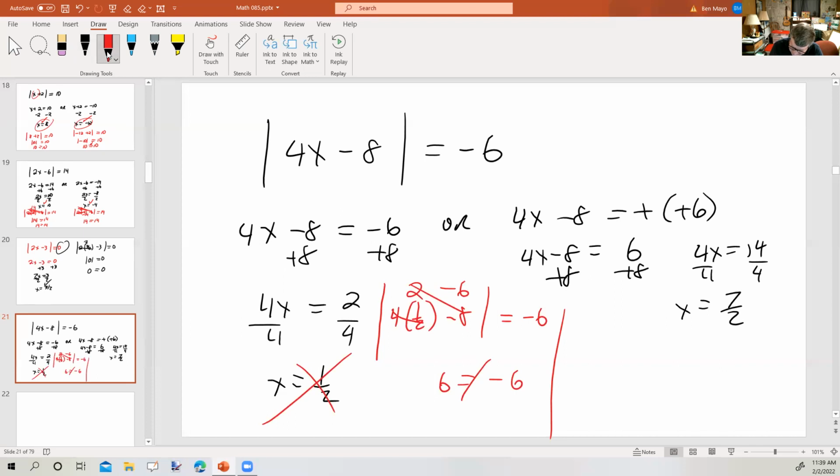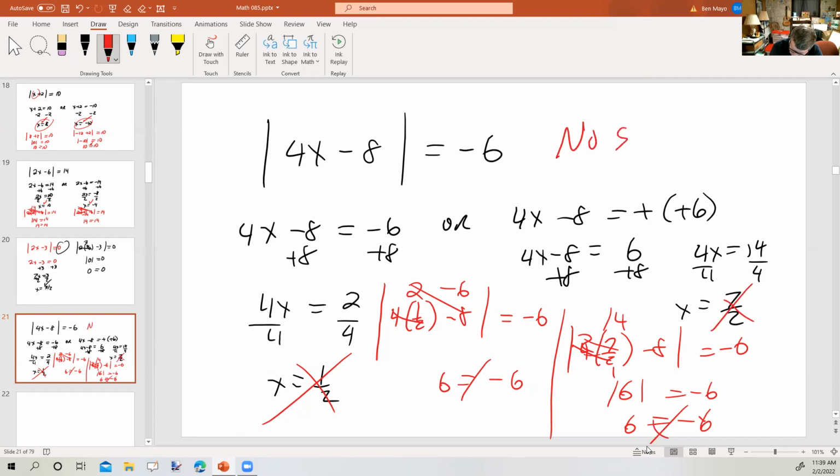How about x equals 7/2? The absolute value of 4 times 7/2 minus 8 equals -6. 4 over 2 is 2 over 1. 2 times 7 is 14. 14 minus 8 is 6. The absolute value of 6 is 6. 6 equals -6.